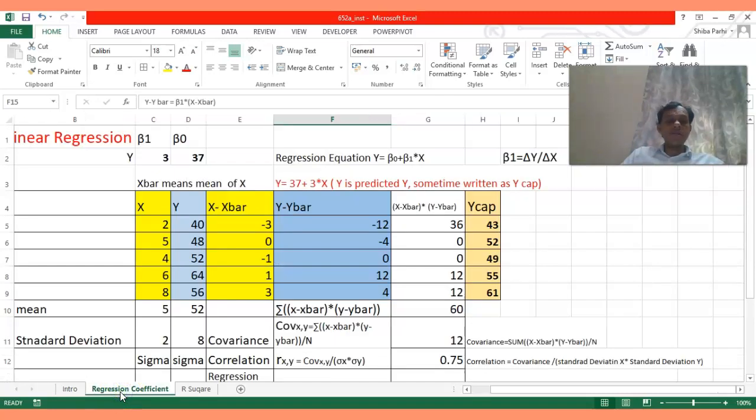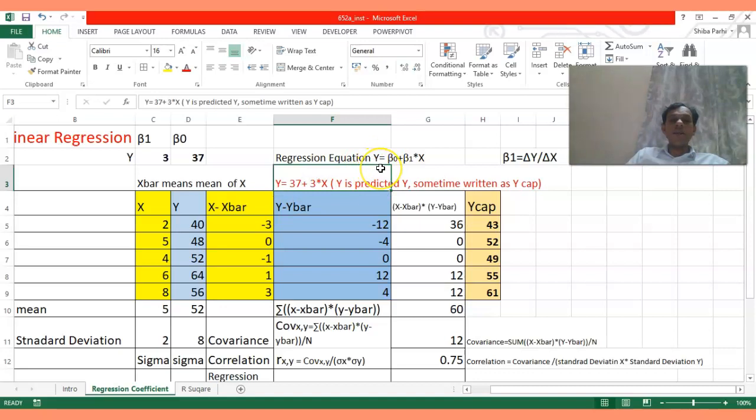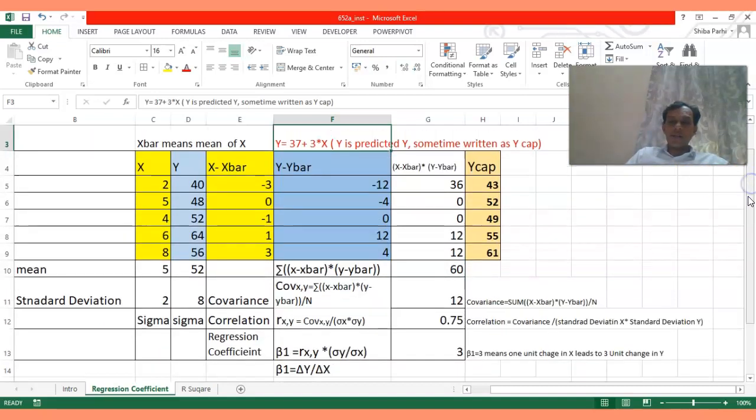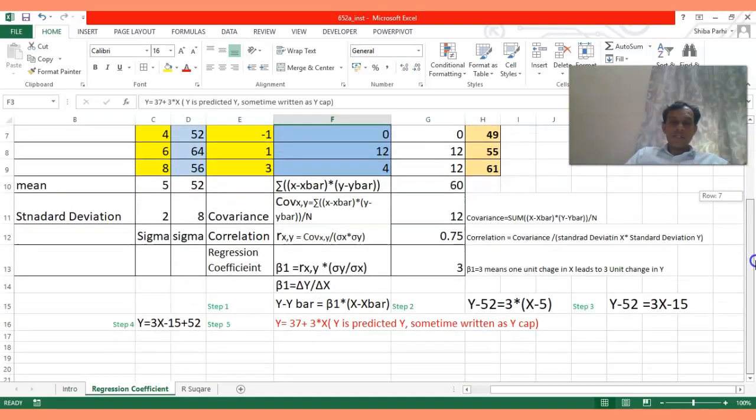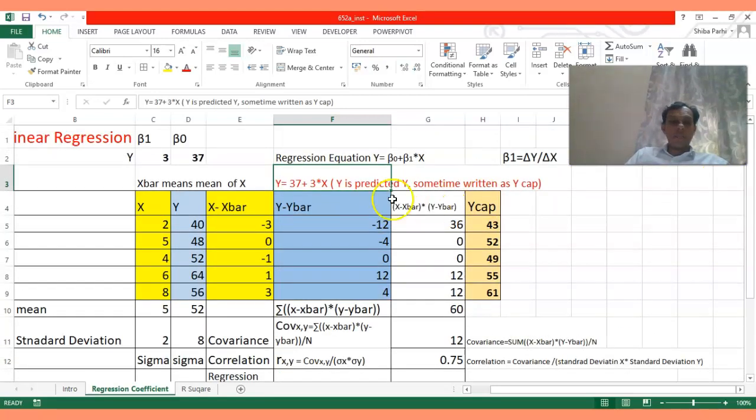So let us take the same example. The values of x are given as 2, 5, 4, 6, 8, and the values of y are given as 40, 48, 32, 64, 56. We found beta 0 and beta 1 as 37 and 3, and on that basis the regression equation is framed. The regression equation we found at the end is y equal to 37 plus 3 into x. This is the way we carried out the whole calculation in the last steps to get the regression equation.